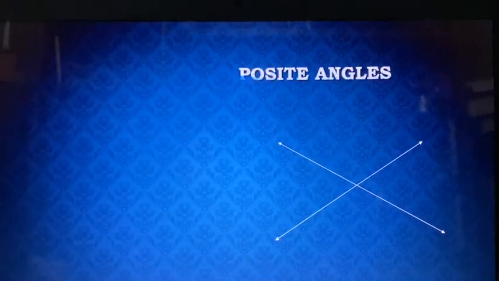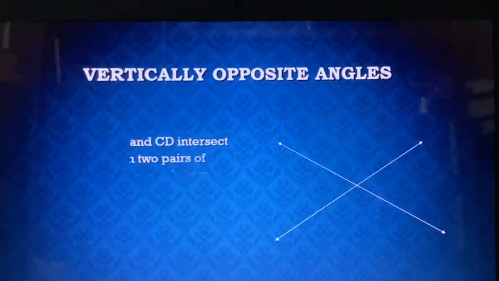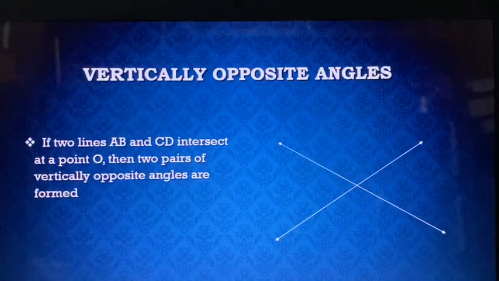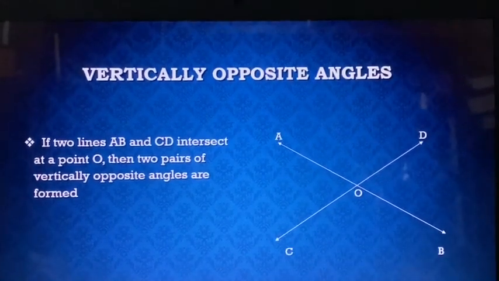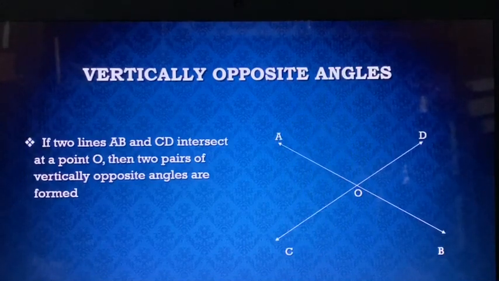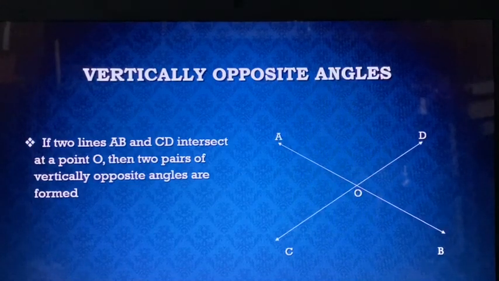Next one, it's the vertically opposite angles. If 2 lines AB and CD intersect at a point. In the figure you could see AB is a line and CD is a line. They meet at a point O. Then there are actually 4 angles formed. If we had to name the angles, AOB, BOC, COD, DOA.